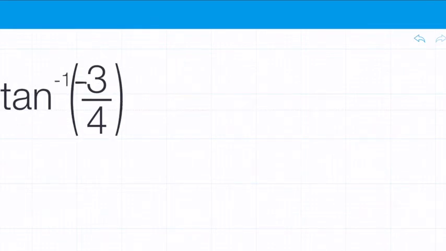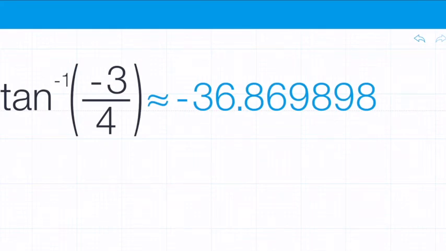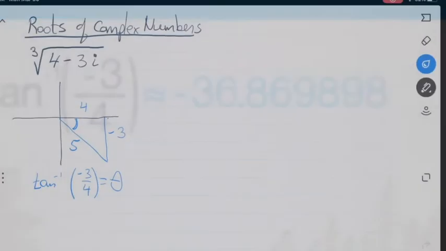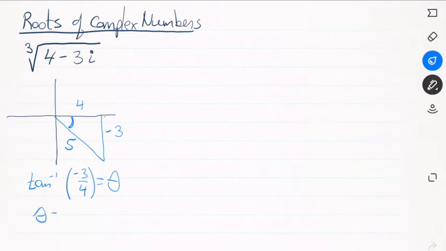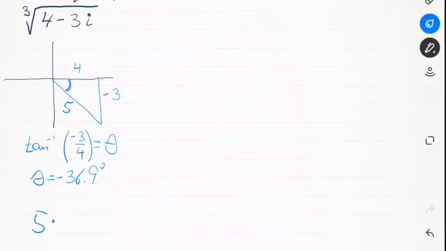I don't know why it keeps dropping the negative. It is negative 36.9 degrees, so theta is equal to negative 36.9 degrees. So Euler's formula is going to become 5 times e, the 5 of course coming from the modulus, e to the negative 36.9 degrees i. Now in this case, I'm not sure if I would want to change it by 360 degrees. You can. It'll probably make life a little bit easier, but I'm going to leave it alone and see what happens.